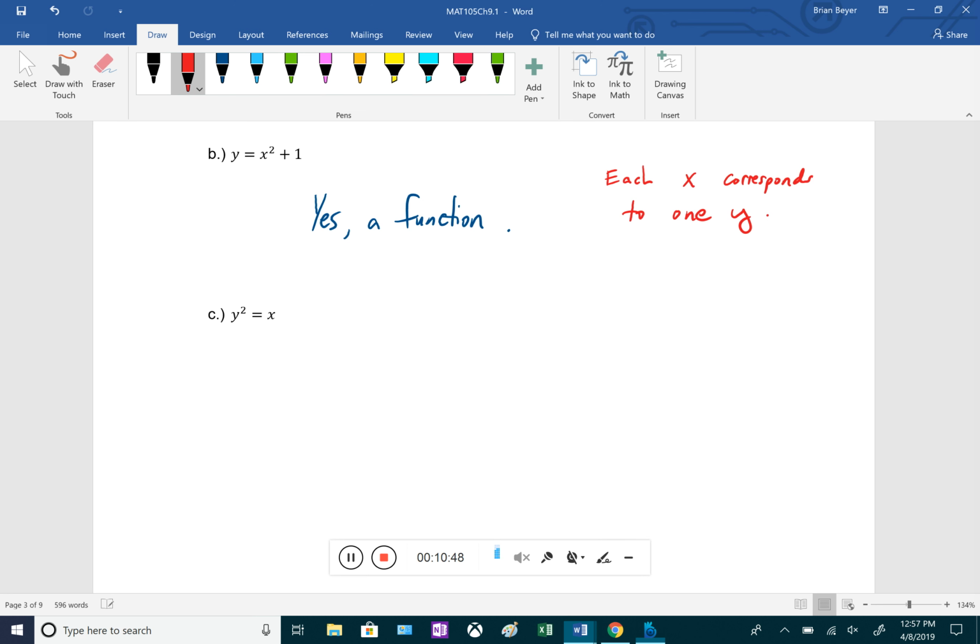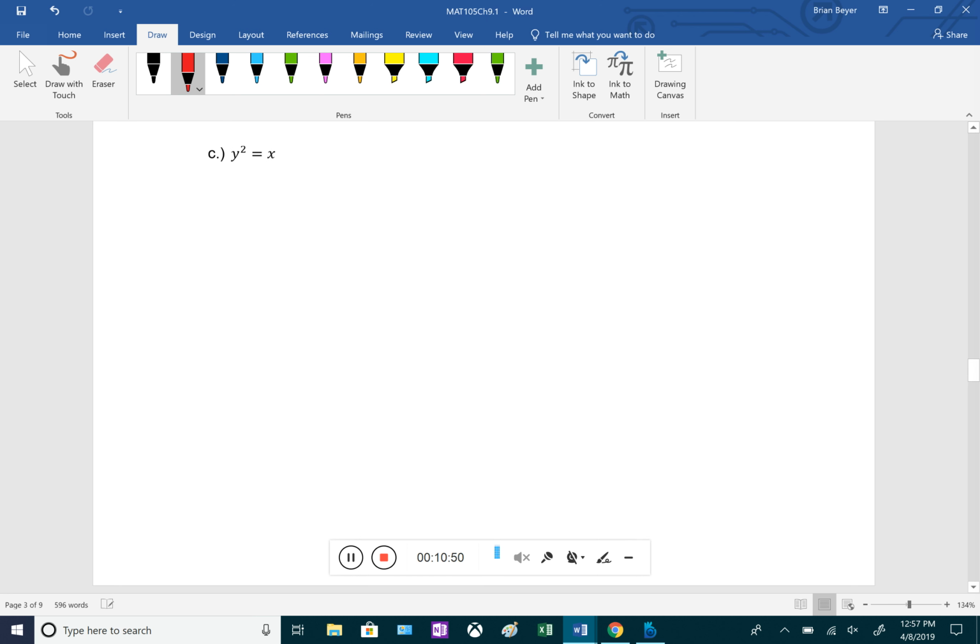And for the last one here, y squared equals x. So we want to solve these for y. This one's a little bit more complicated because solving this for y, we would have to take the square root on both sides. When you take the square root of both sides of an equation like this, you don't just get y equals the square root of x, you get y equals plus or minus the square root of x.